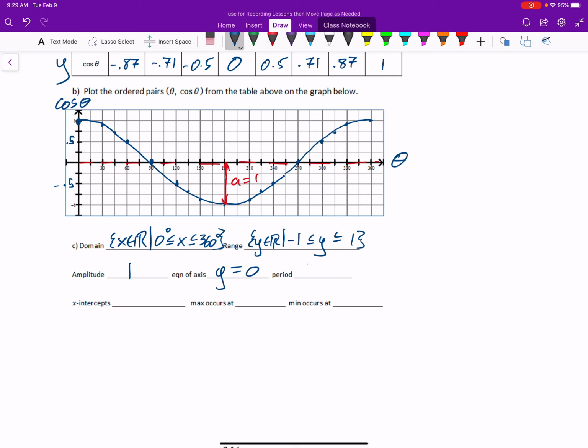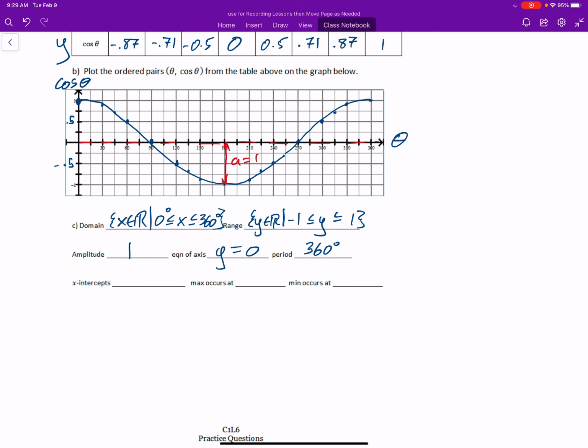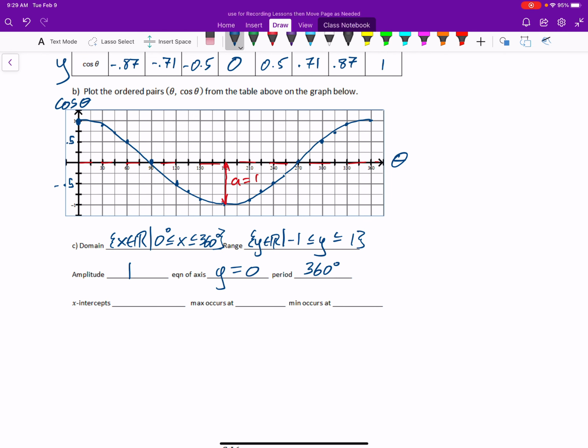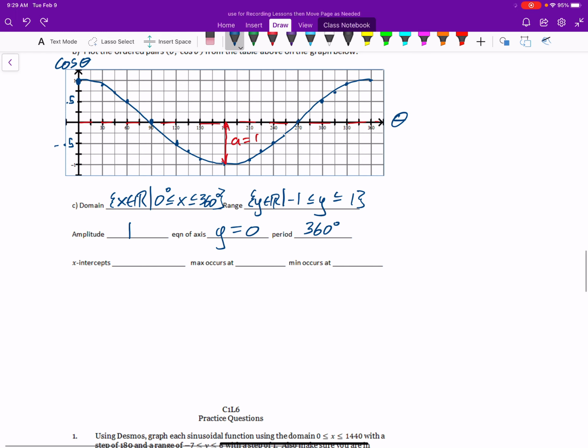The period's 360 degrees, right? It starts at 0 and goes to 360. Then it would start over. If I was to keep going on this graph, it would go like this. But that's not what we're asked to do, so I'll stop that. X-intercepts are different on this one from the sine one, because it's been shifted. There are only 2 x-intercepts, and those are at 90 degrees and 270 degrees.